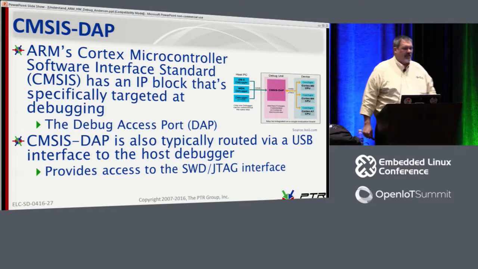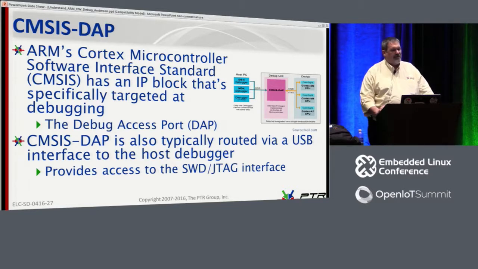CMSIS-DAP is another interface. This is ARM's Cortex Microcontroller Software Interface Standard, and you have access to the debug access port, which is where the CMSIS-DAP comes from. This is typically going to be routed via a USB interface to a host debugger. So again, it looks like a serial wire debug or JTAG interface, but it's just presented on top of USB. Here we'll typically see things like the FTDI 2232H, which is a dual channel serial interface. One channel is for the serial output, the other channel is for the debug, for the JTAG input. So that is another very common thing that we'll see.